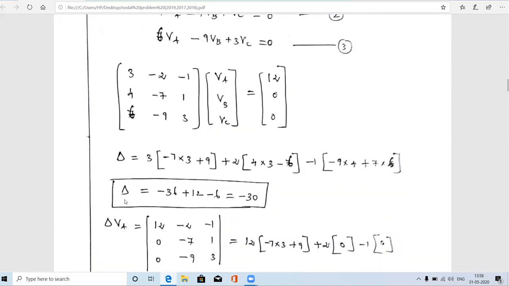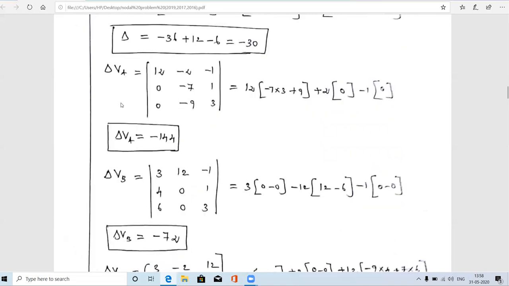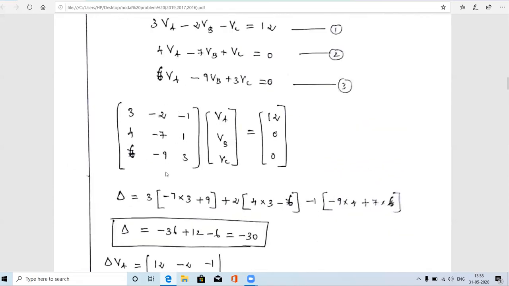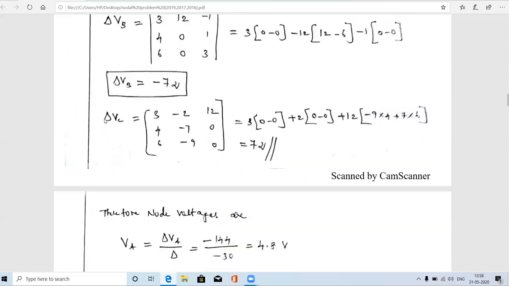Next, del VA we have to calculate. What is del VA? In the 3 by 3 matrix, replace the first column by the constant values 12, 0, 0, and the remaining two columns stay as they are. We find the value, and the answer is minus 144. Similarly, del VB: in the 3 by 3 matrix, replace the second column by the constants 12, 0, 0. Calculating, the answer is minus 72. Similarly, del VC: replace the third column by the constants. We calculated the answer as 72.